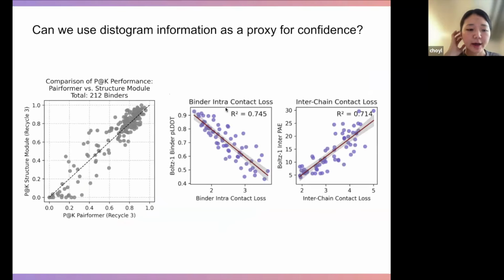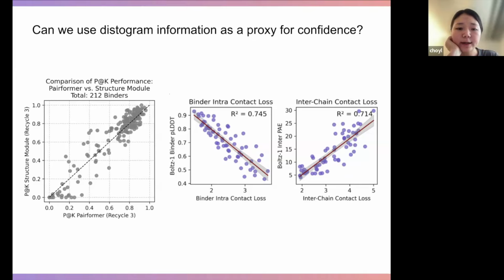Before doing this, we validated the precision of the top-K contact score between the Pairformer and the structure module, and they're really highly aligned. As you can see on the left, the precision of the structure module is almost linearly correlated with the Pairformer, so they have about the same precision.